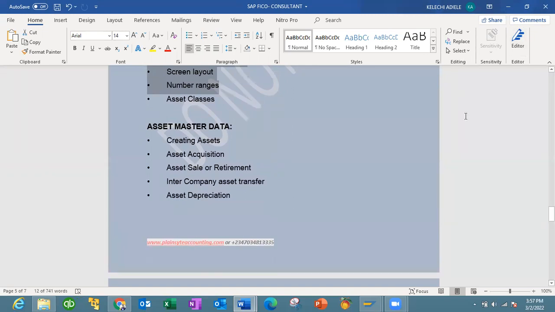Basically, as a consultant, you will need to go through these back end courses because they are configuration based. You need to go through the back end to understand those features.